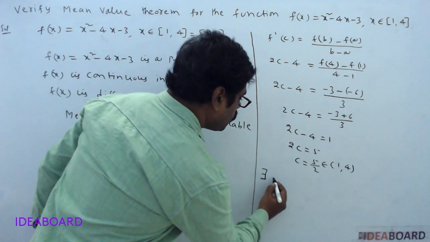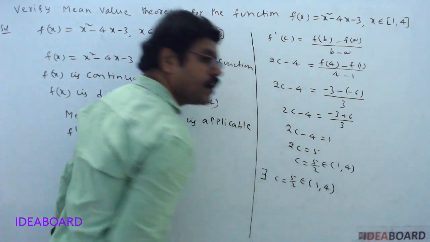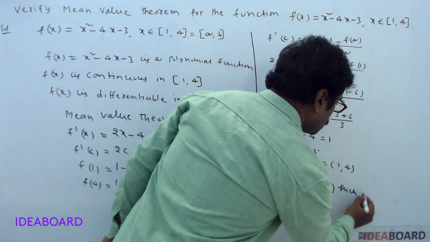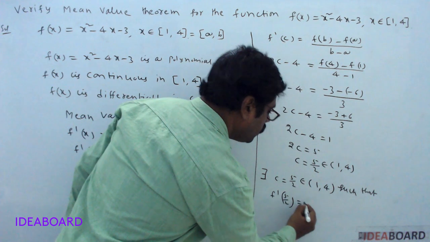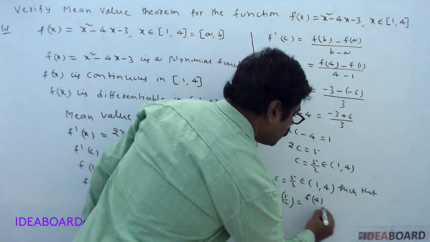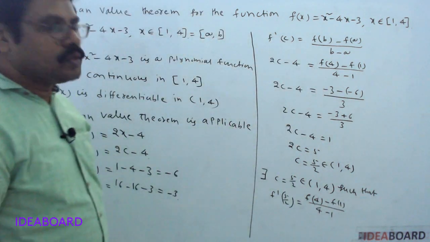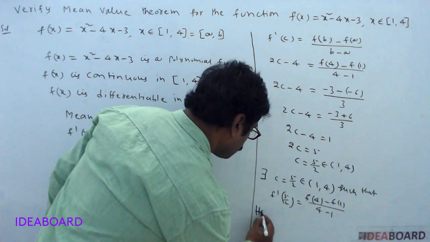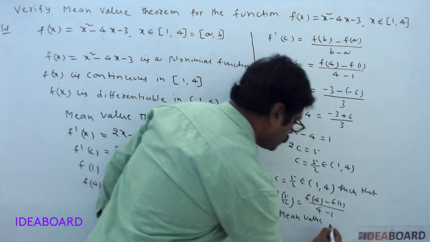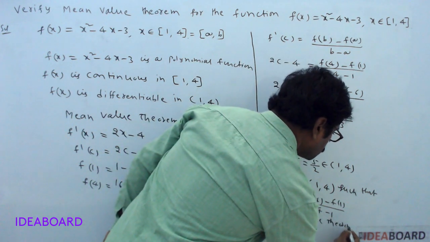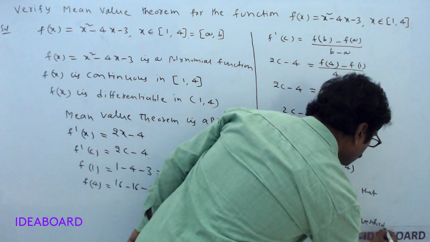So there exists a value of c, that is 5 by 2, which belongs to the open interval 1 comma 4, such that f dash of c, f dash of 5 by 2, equals f of b, f of 4, minus f of 1 upon 4 minus 1. So what is the conclusion? Hence, mean value theorem is verified.